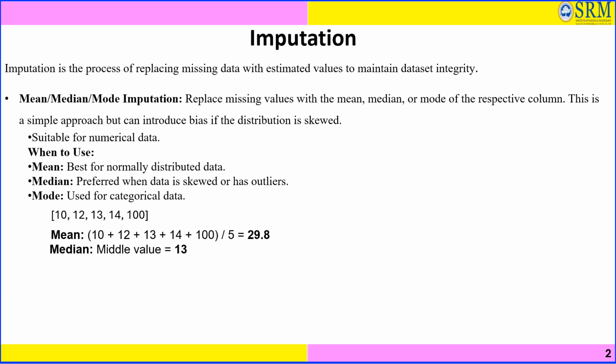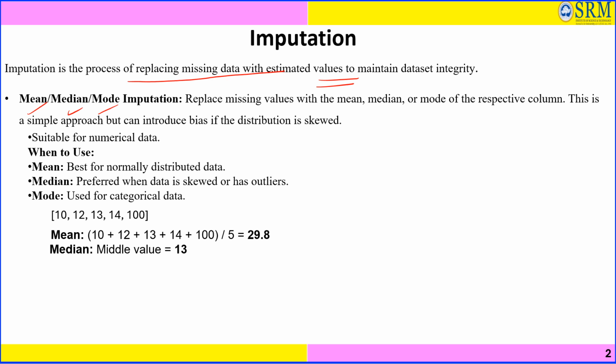The next method is imputation. While handling NaN values, we can use either the deletion method or the imputation method. The imputation method is the process of replacing missing data with estimated values to maintain the data set integrity. So we can fill it with the mean, median, or mode, but the knowledge we should have is when to use mean, when to use median, and when to use mode. Okay, so we'll see this.